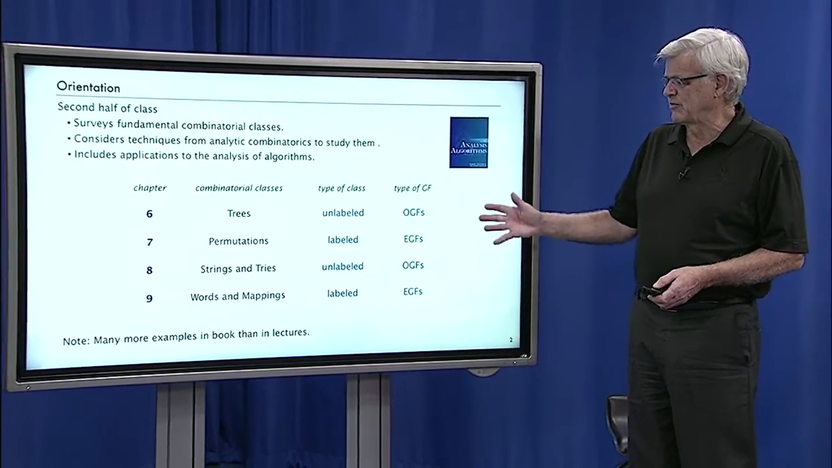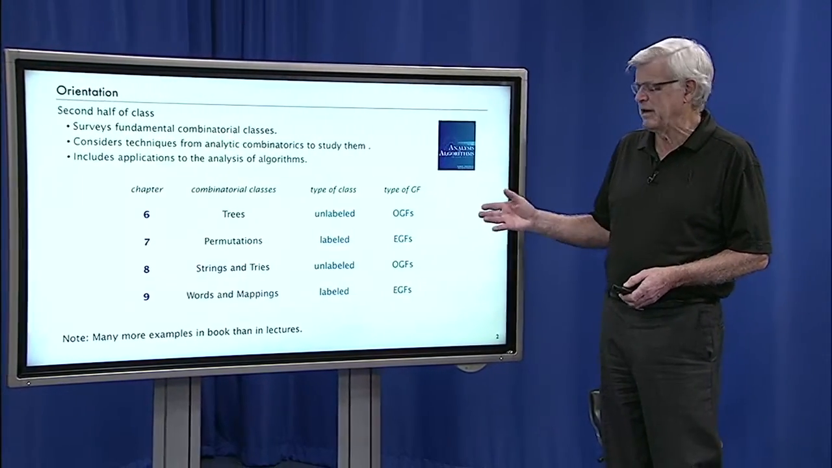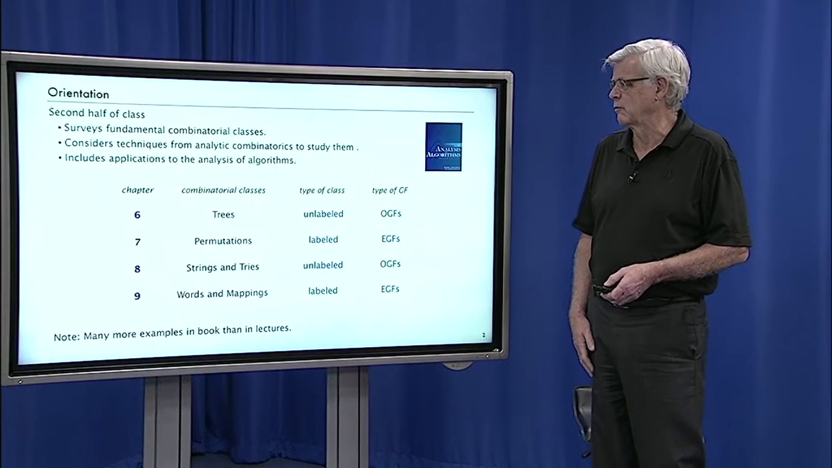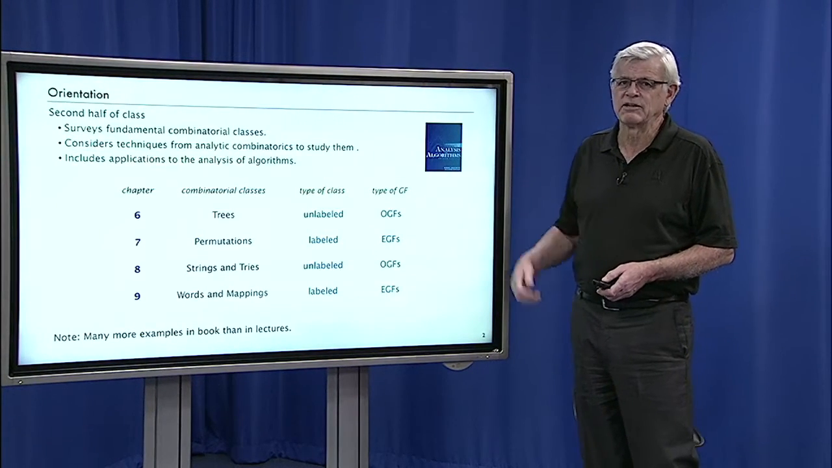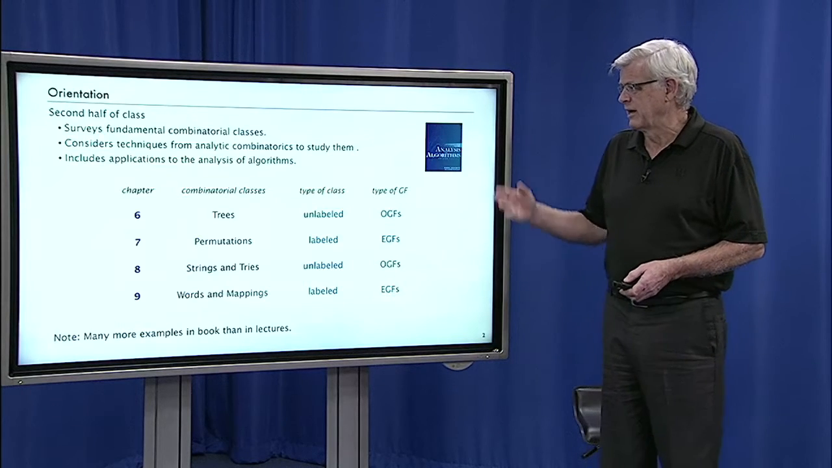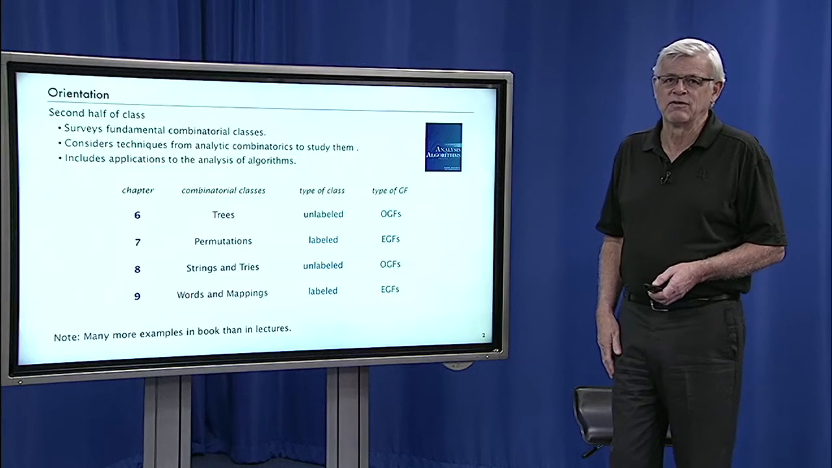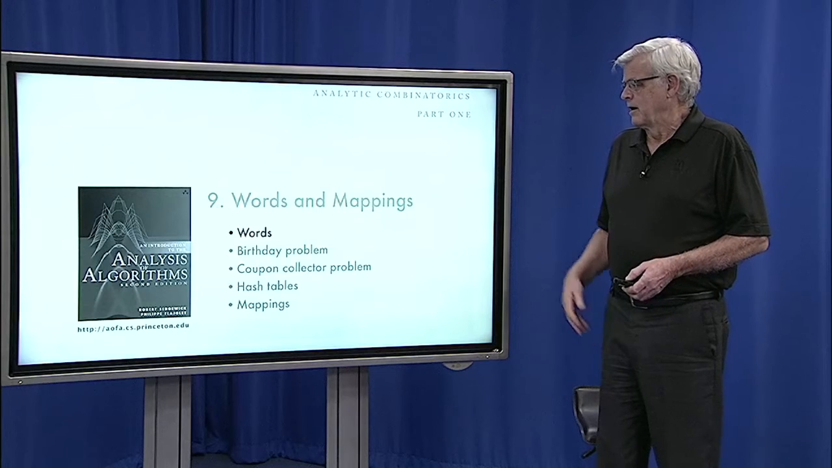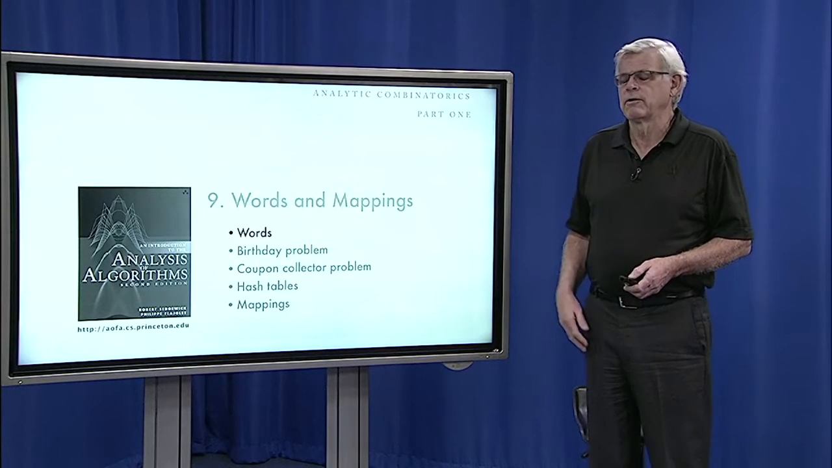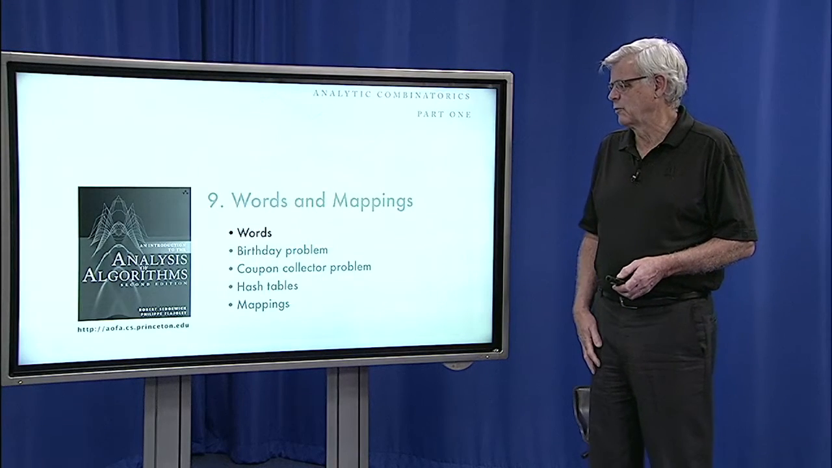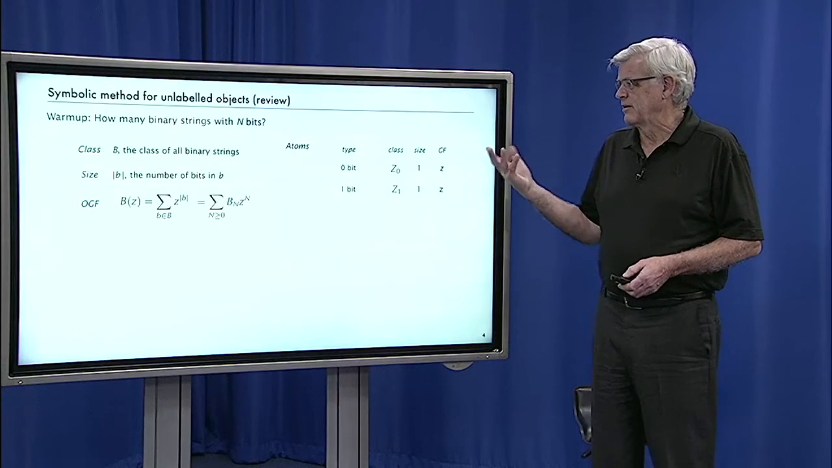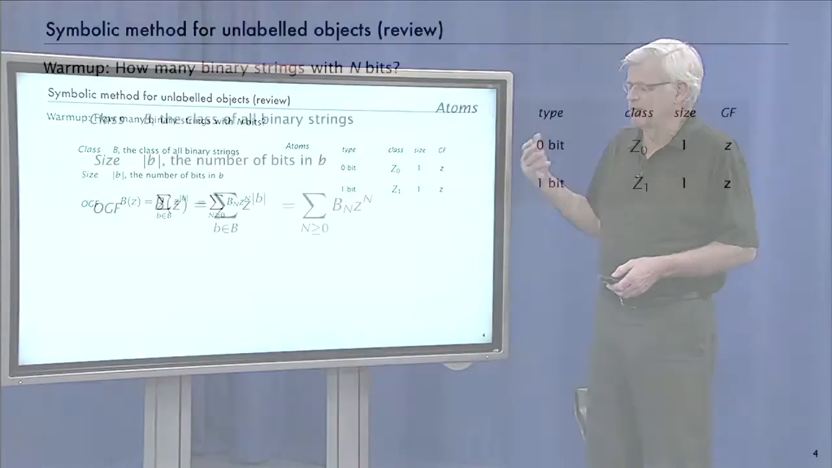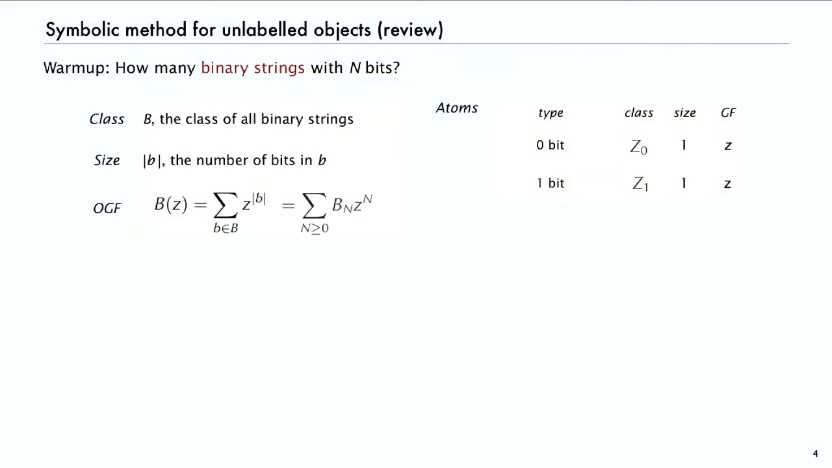And again, as I've been saying each week, there are many more examples in the book than we're able to do in lecture. But we'll consider some techniques from analytic combinatorics and applications to the analysis of algorithms. To start out, I'm going to talk about what we mean by a word in a combinatorial sense. And to do that, let's review a few of the related combinatorial objects that we've looked at.